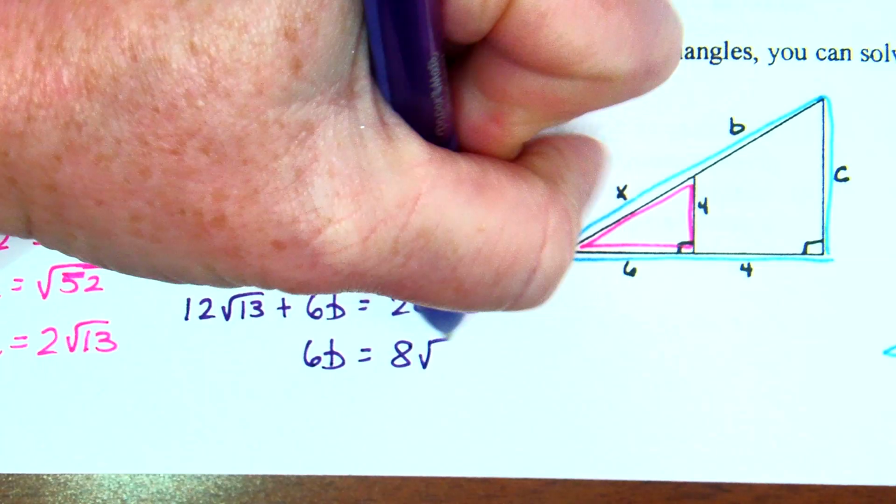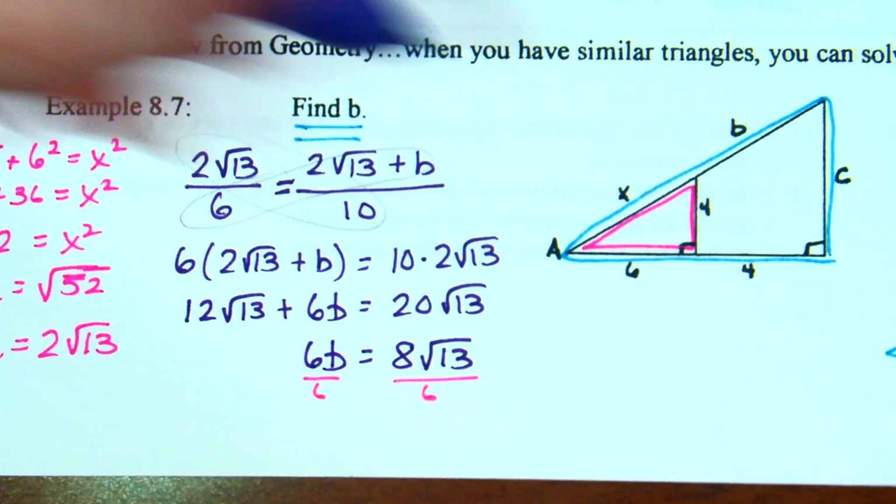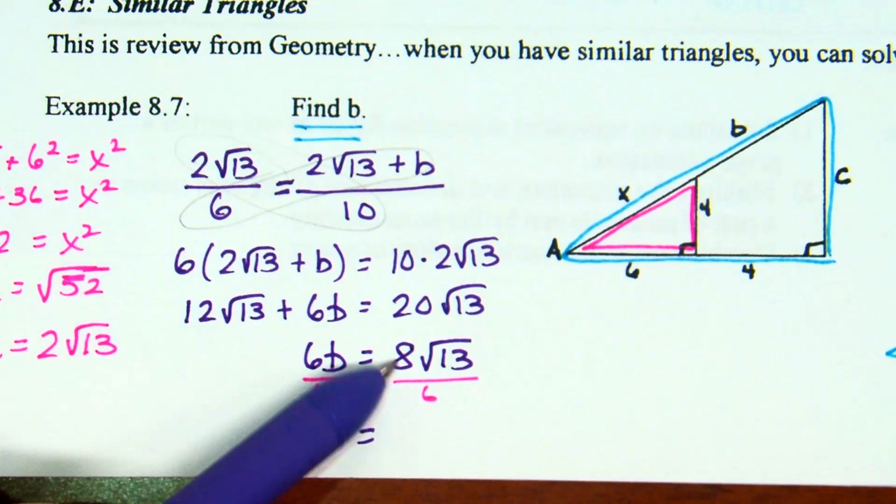I assume that was okay. And how do I finish solving? Divide by 6. And when you divide by 6, what is 8 square root of 13 divided by 6? There's one small simplification step we can do. Think about 8/6 as just a regular fraction. 8/6 can reduce to 4/3. So yes, I agree. 4 square root of 13 over 3.